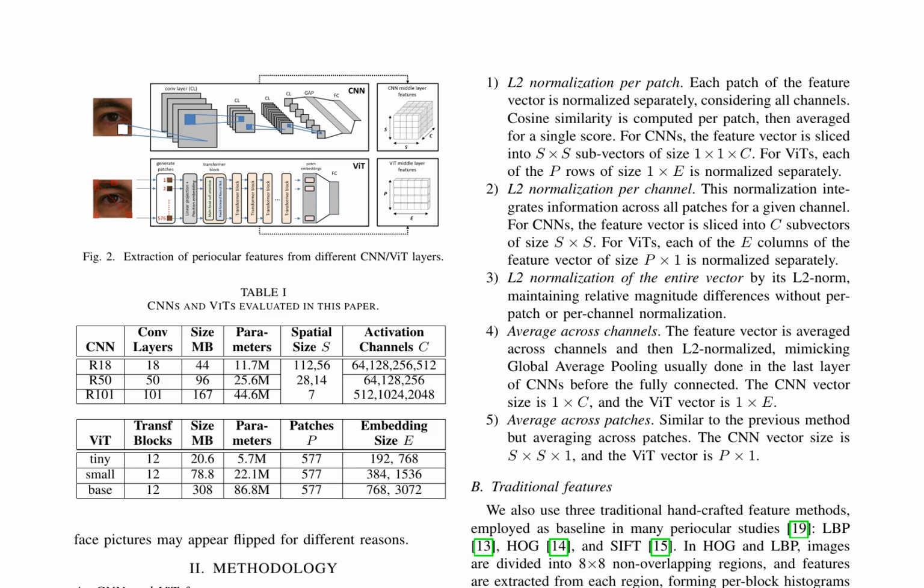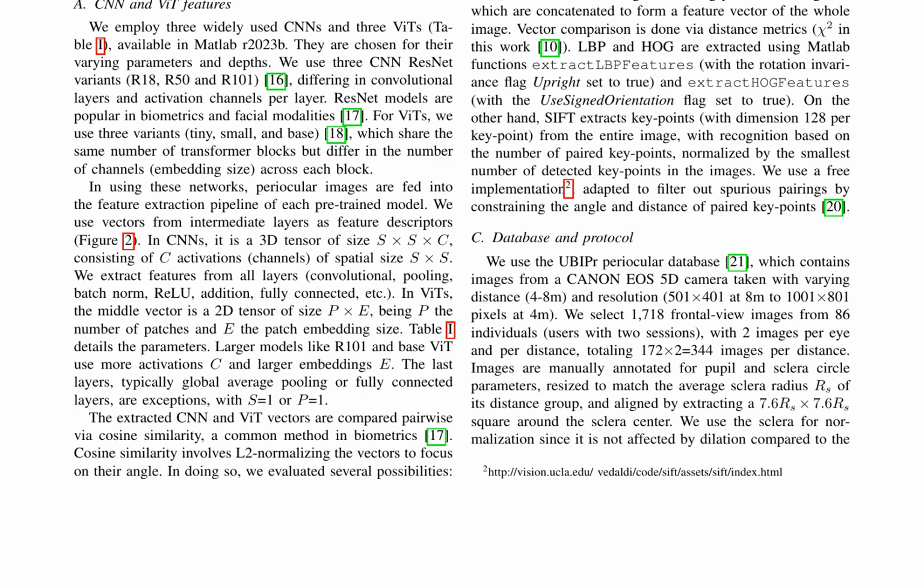5 normalization methods are evaluated for computing cosine similarity: L2 normalization per patch, per channel, of the entire vector, averaging across channels, and averaging across patches. In addition to CNN and ViT features, 3 traditional handcrafted feature methods are employed as baselines: local binary patterns, LBP, histogram of oriented gradients, HOG, and scale-invariant feature transform, SIFT. These features are extracted from non-overlapping regions of the image and compared using distance metrics.